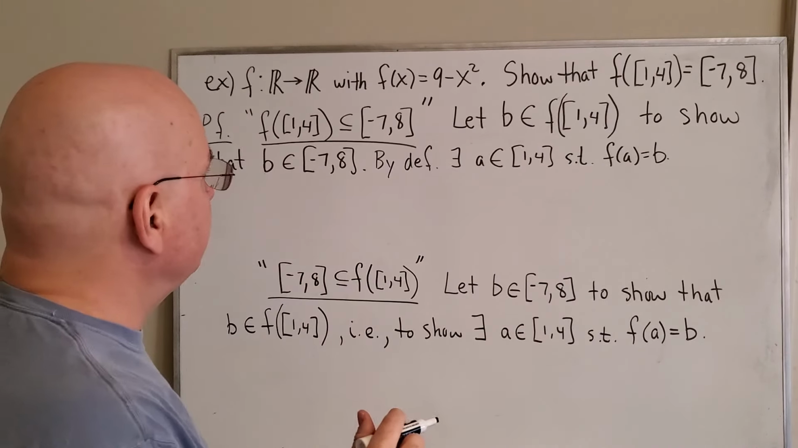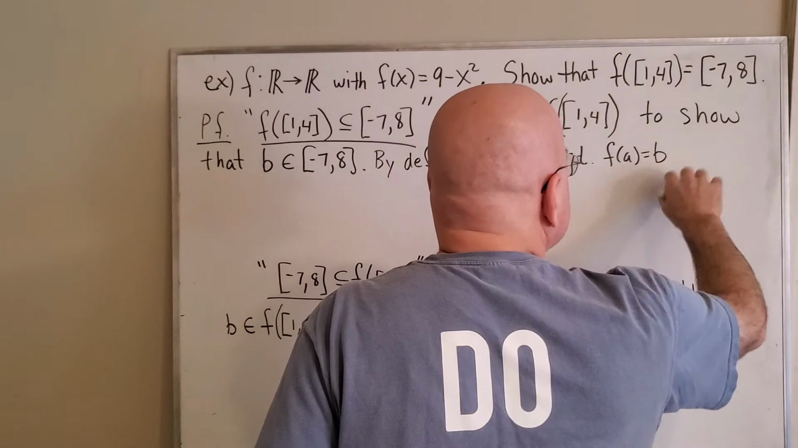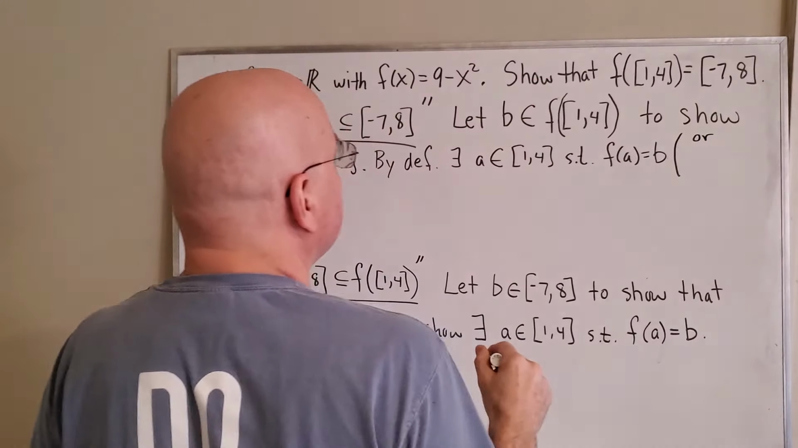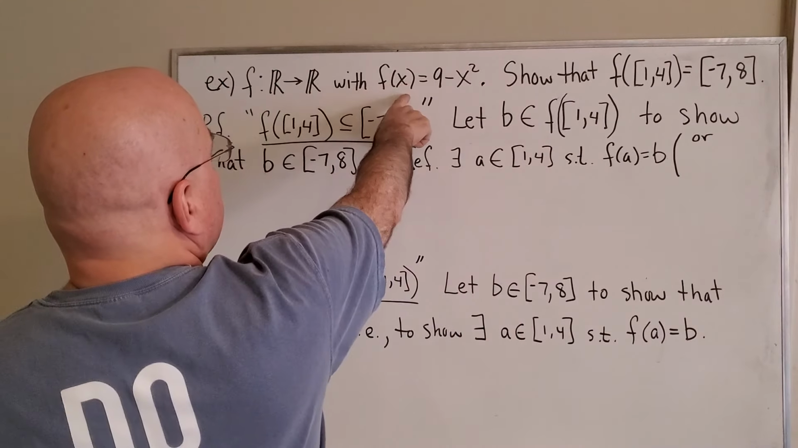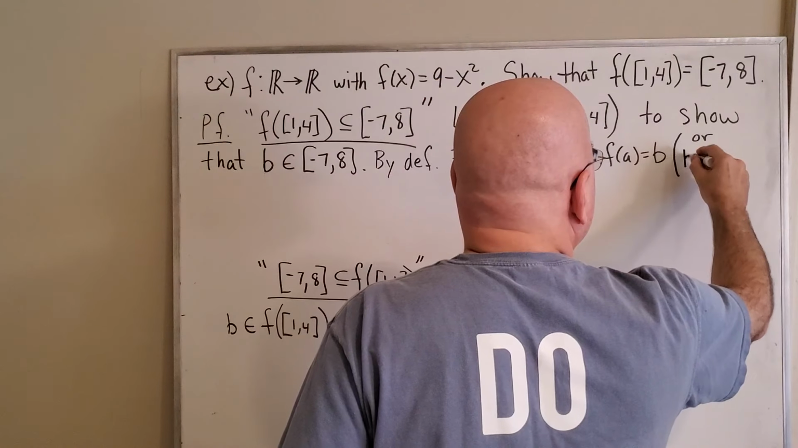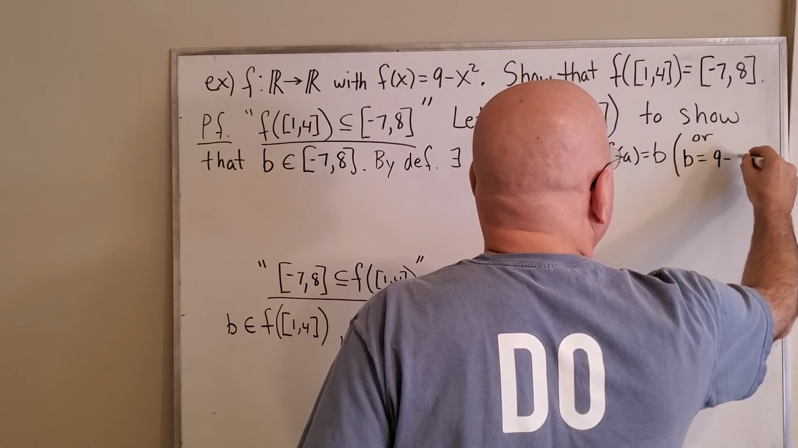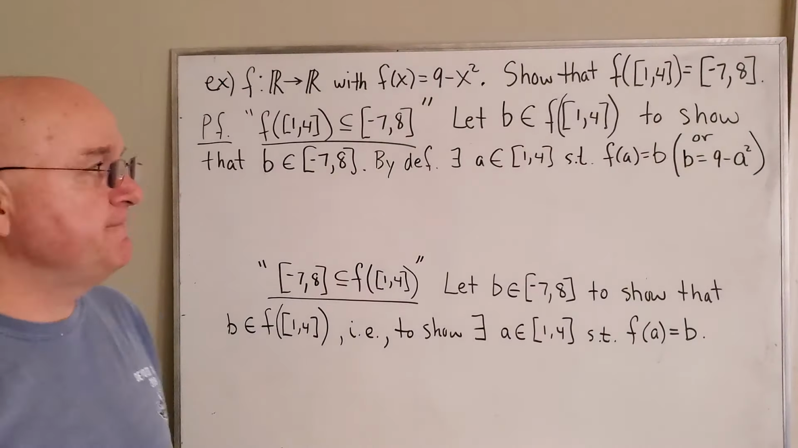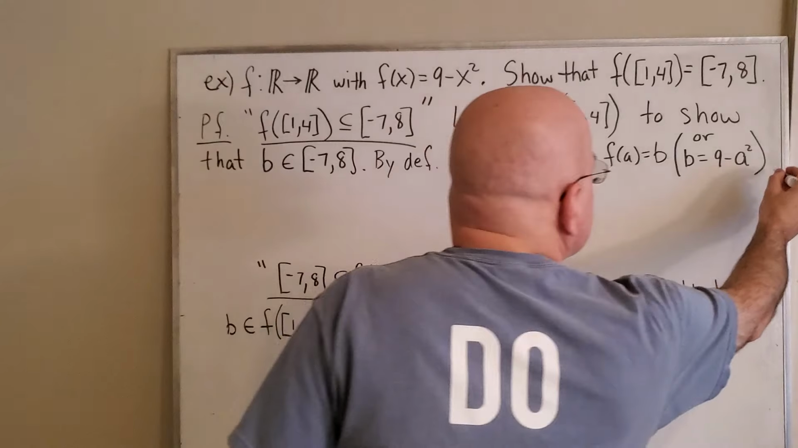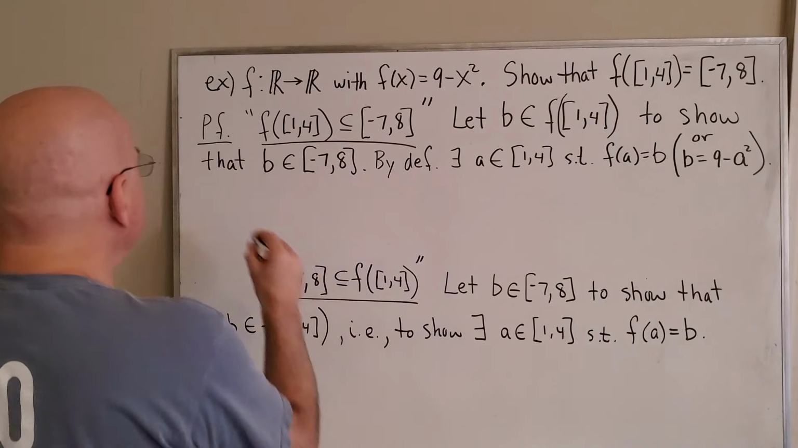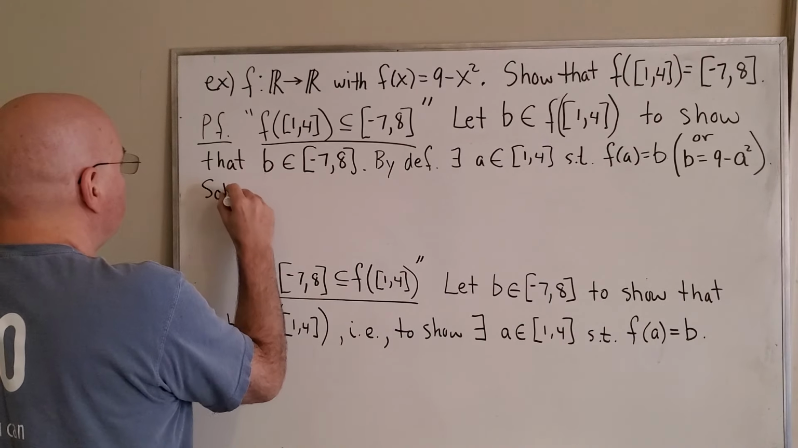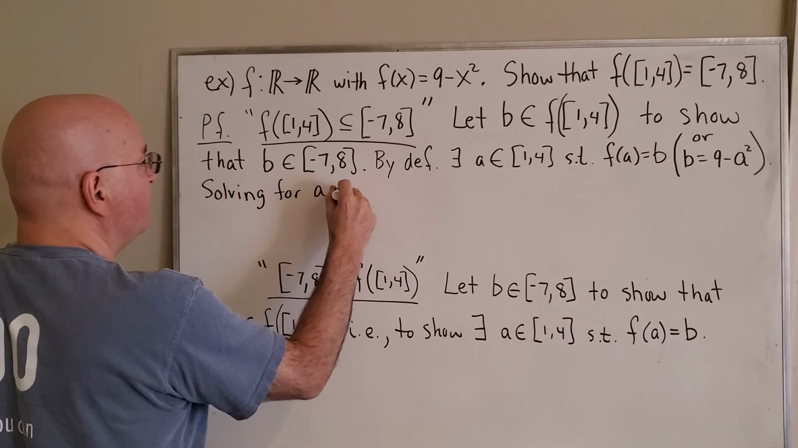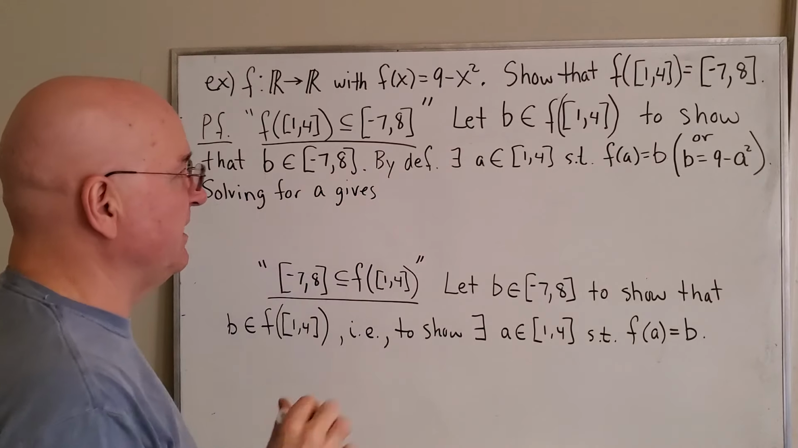All right, I want to use all of my space here. In other words, what is f of a? f of a is 9 minus a squared, where b equals 9 minus a squared. That's what it means for f of a to equal b. Okay, let's solve that for a. Maybe I'll let you do the algebra.